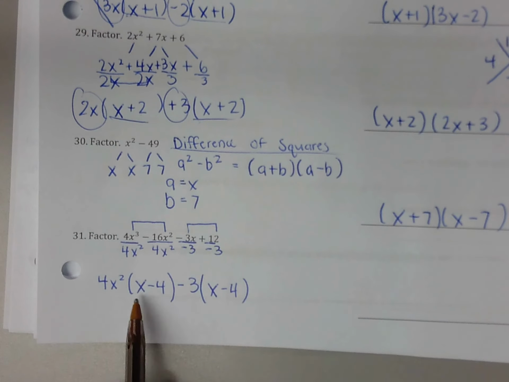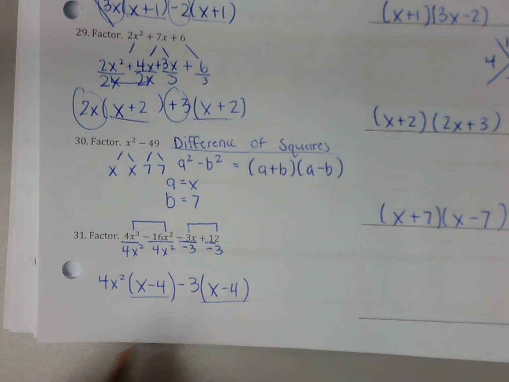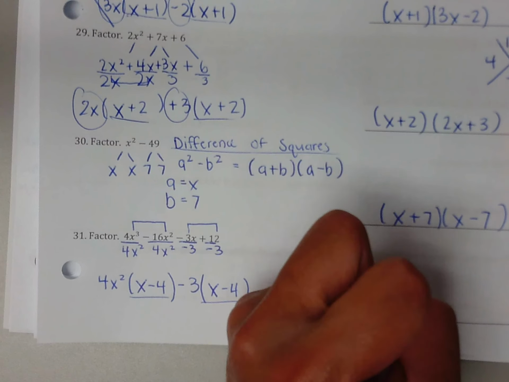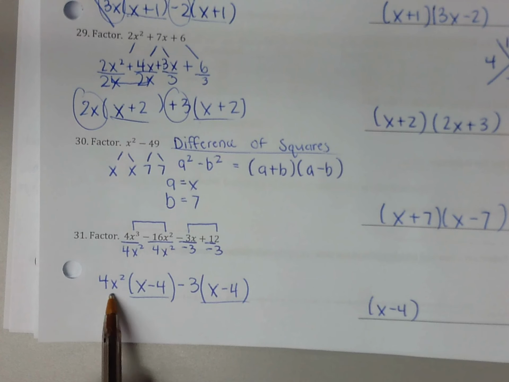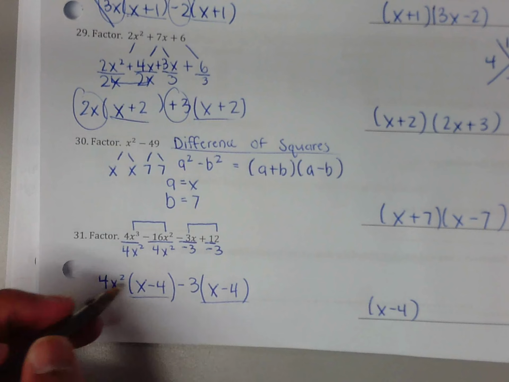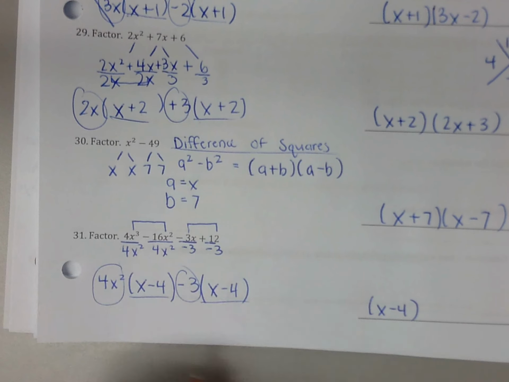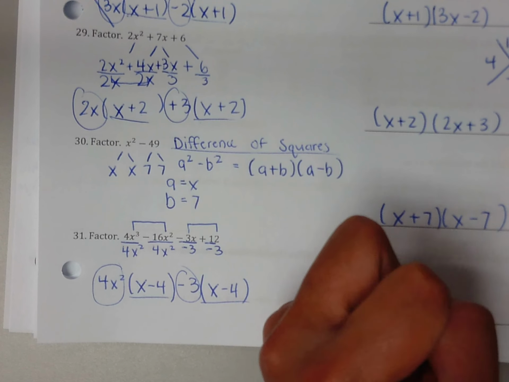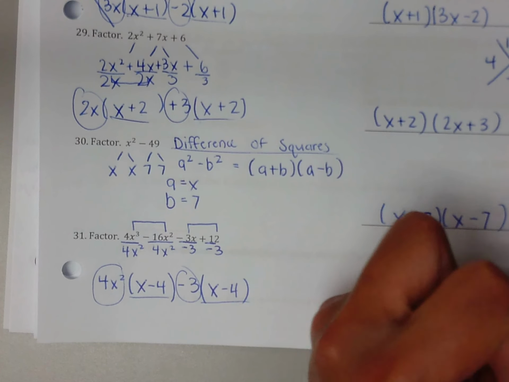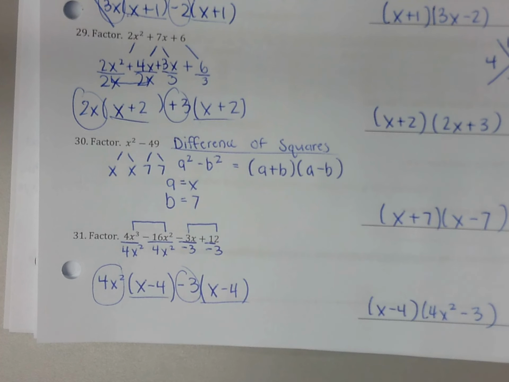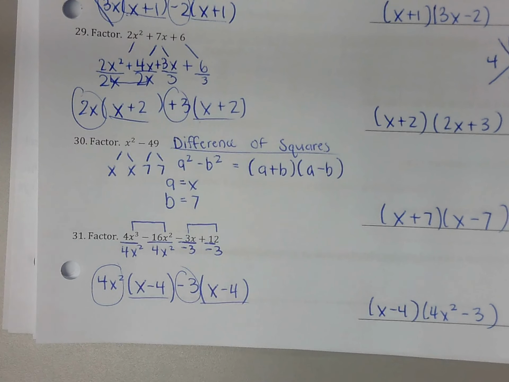All right, yeah, so we have x minus 4 in common. And then we just get 4x squared minus 3, right? Whatever else we have on the outside: 4x squared minus 3. And that would be our final factored form.